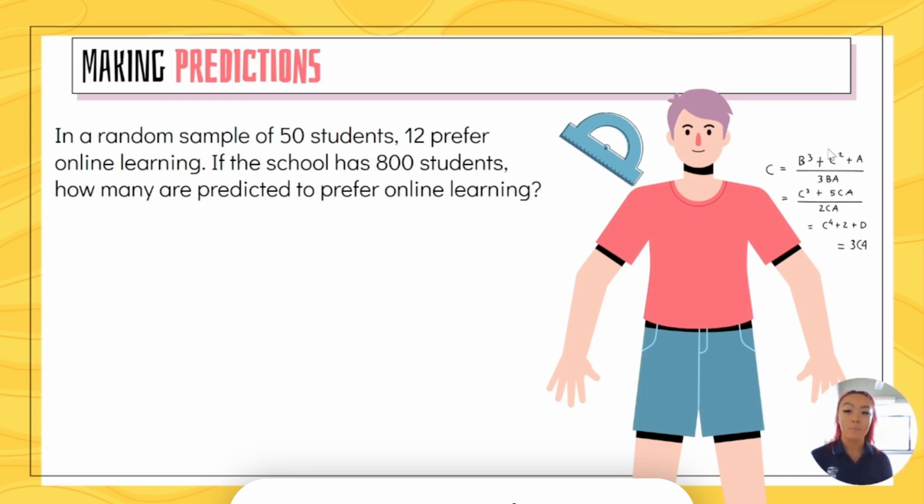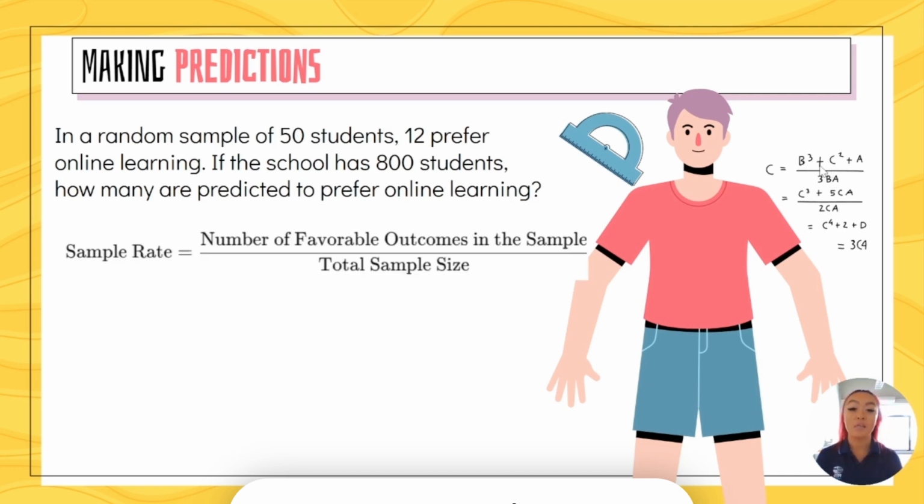So let's take a look at an example. In a random sample of 50 students, 12 prefer online learning. If the school has 800 students, how many are predicted to prefer online learning? So first, let's use the sample rate formula. The number of favorable outcomes in a sample divided by the total sample size. So that would be 12 over 50, right? 12 prefer online learning out of the 50 students that were sampled. So 12 divided by 50 is 0.24, and that's 24%.